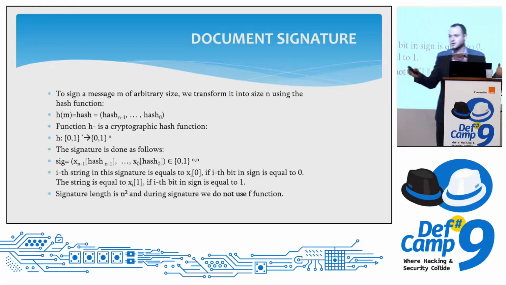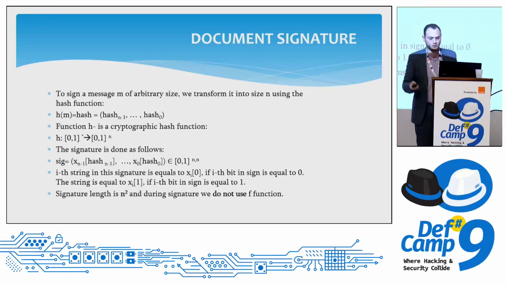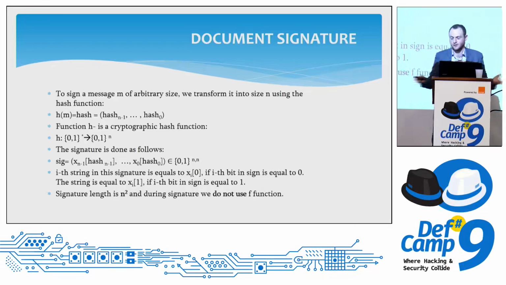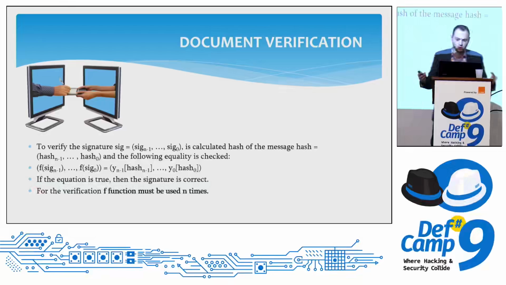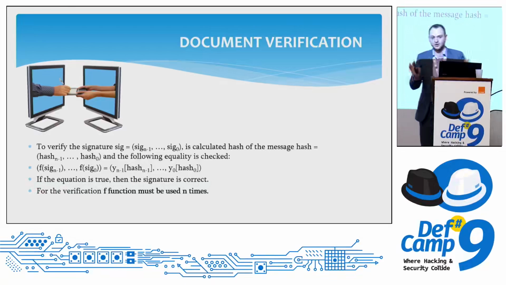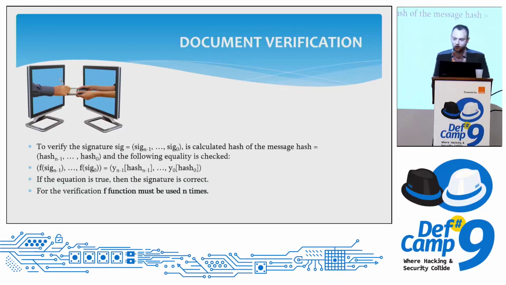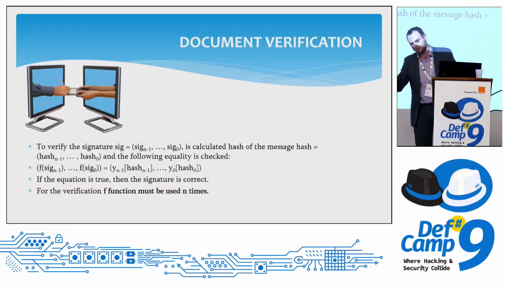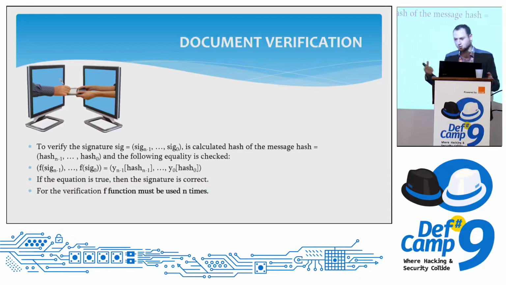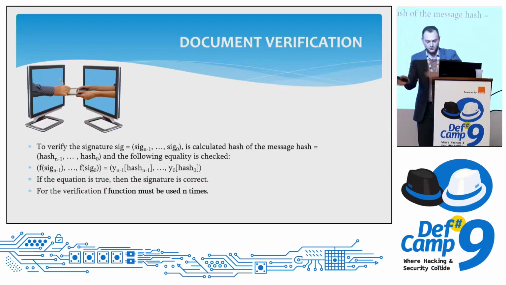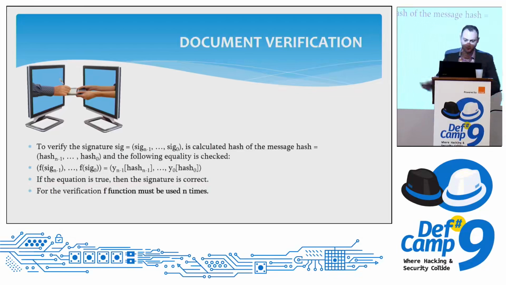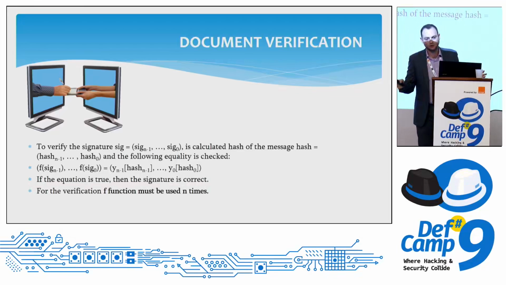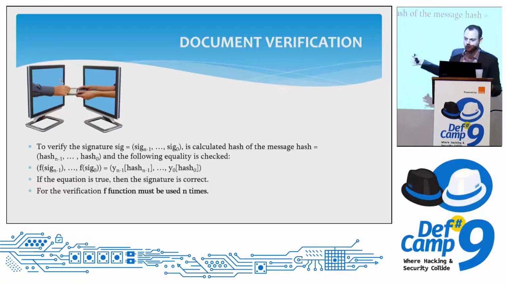And what is the size of the signature? It is n squared. And in this case, we don't use a function at all. How do we verify? First of all, we hash the message. Afterwards, we look at the message and check if the hashed value is equal to the corresponding y value: if 0, to the first one in the pair, if 1, to the second one. And the one-way function here is used f times.